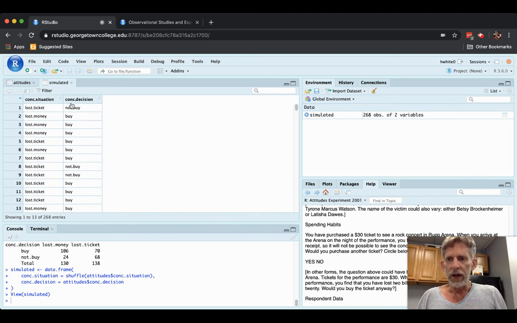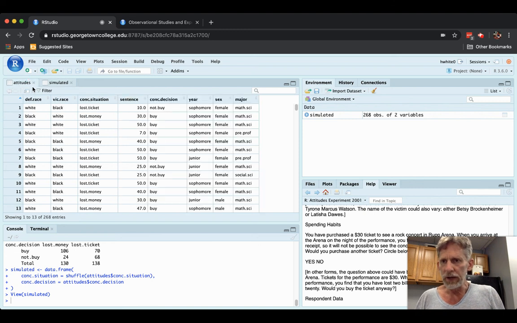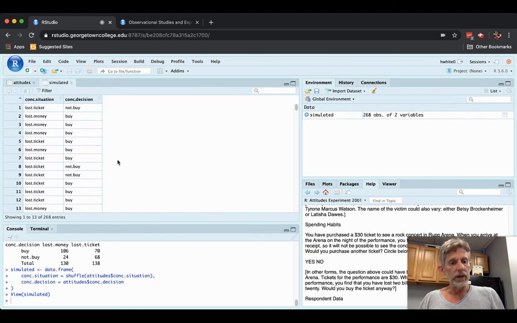And down the const decision is exactly what there was before, but the const situation has been randomly shuffled. Take a look at the first few values: lost ticket, lost money, lost money, lost money, lost ticket. Okay, and look over at attitudes here: lost ticket, lost money, lost ticket, lost ticket. That's not the same. They've been shuffled. And if you did this code yourself and took a view, then you would see some different shuffling in that first column. But that's like repeating the experiment again.